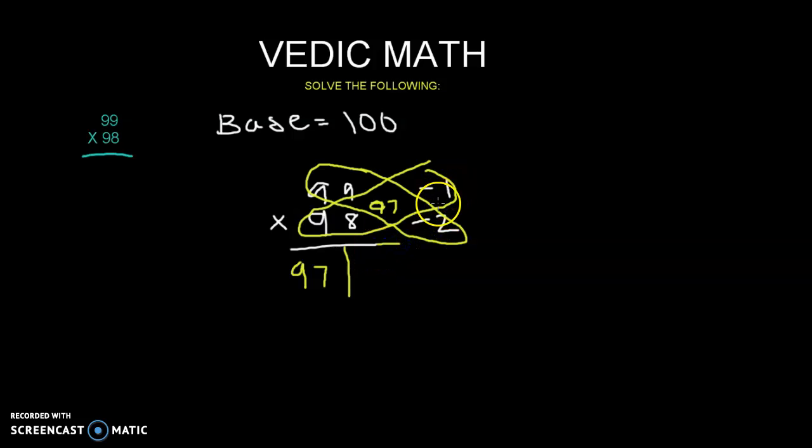And now we find the product of -1 times -2. These are negative numbers, so -1 times -2 is 2. But remember, there are 2 zeros in the base, so there have to be 2 digits here. We already know one of the digits is 2, so here will be a 0. And our answer, if we search it up right now, 99 times 98 is equal to 9702.